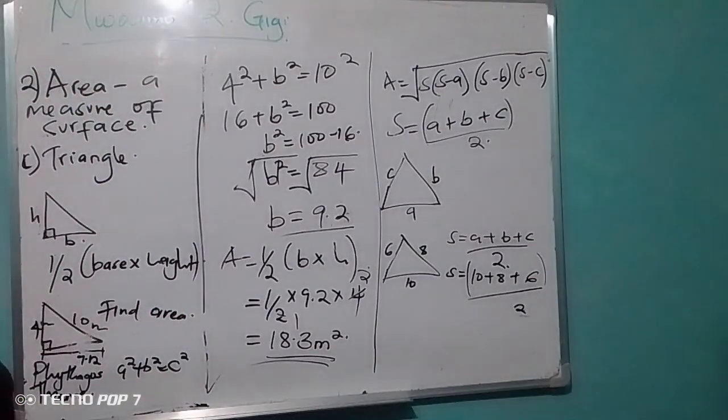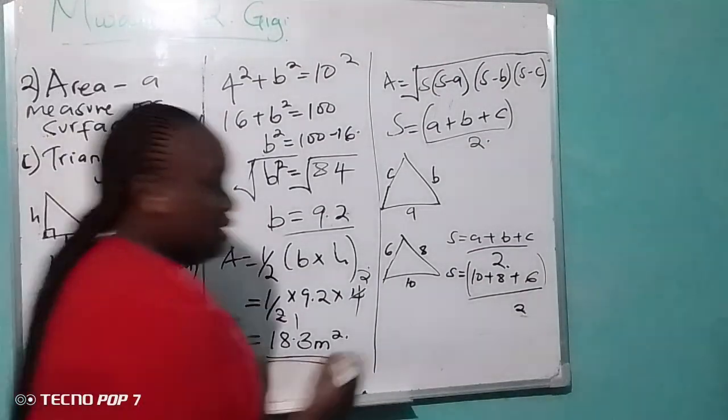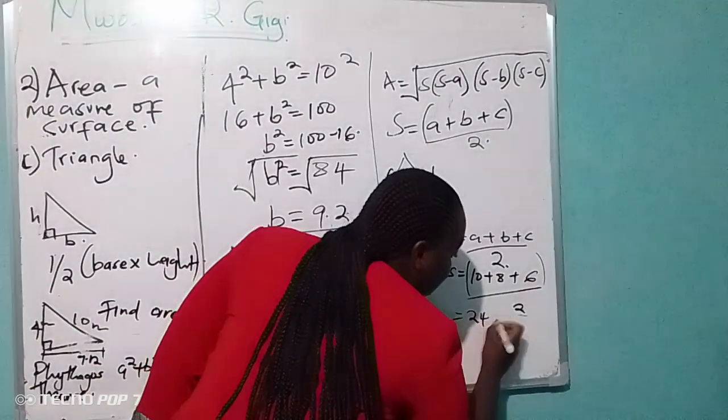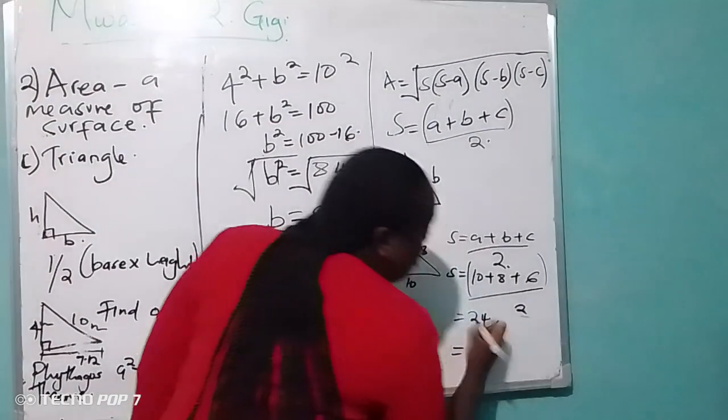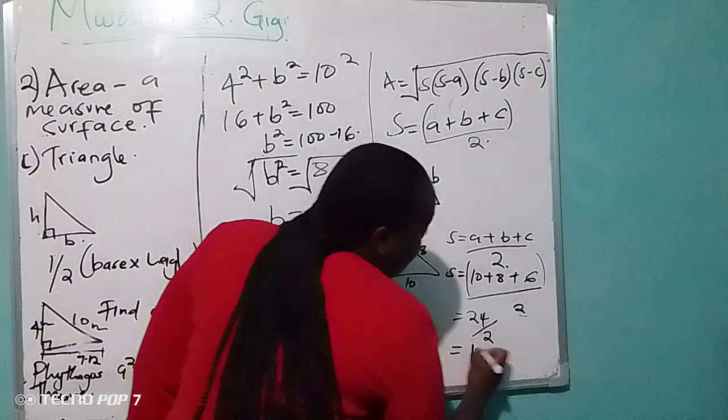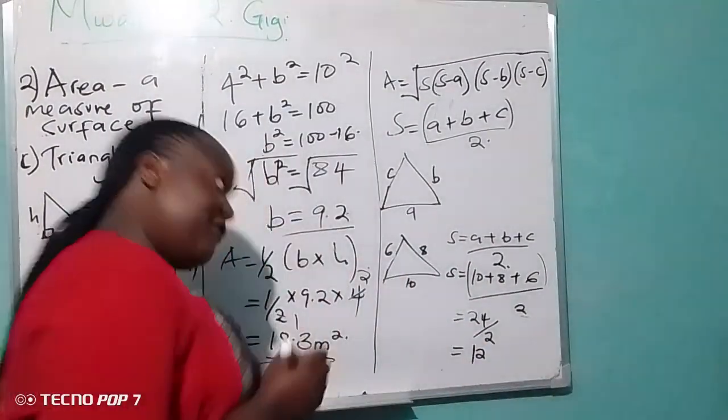It's 24. Seriously, I don't see you pressing the calculator. 18 plus 6, 24. So 24 divided by 2 becomes 12. So S is 12.